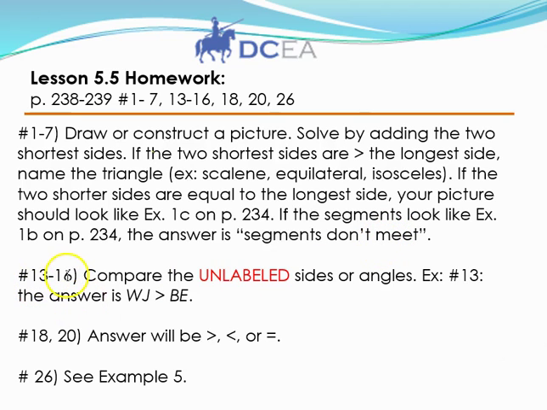Numbers 13 through 16, compare the unlabeled sides or angles. So an example, in number 13, the answer would be WJ is greater than BE. When I say unlabeled sides or angles, that means in the drawings, it's a side or angle that has no length or measure. Number 18 through 20, the answer will be greater than, less than, or equal to. And for number 26, do it just like I showed you in example 5.